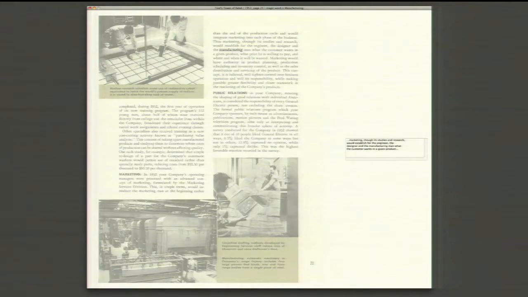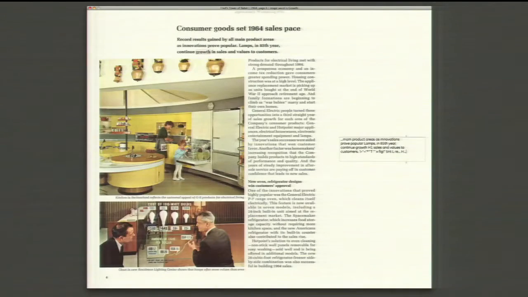So basically, the second version of this tool just highlights a particular word, and then over the right-hand side you get the actual text, and you can make modifications to make sure that it is making sense, because some look like this. So it's product areas as innovations prove popular lamps in the 85th year. It's these strange, incantation-sounding things that you have to clean up along the way.